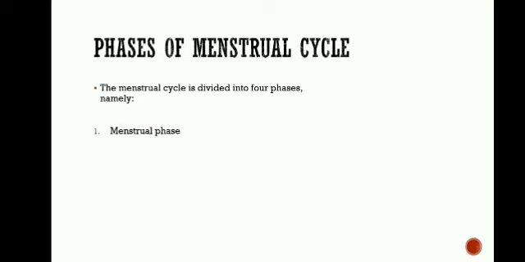The phases of menstrual cycle. The menstrual cycle is divided into four phases, namely the menstrual phase, follicular phase, ovulatory phase, and luteal phase.